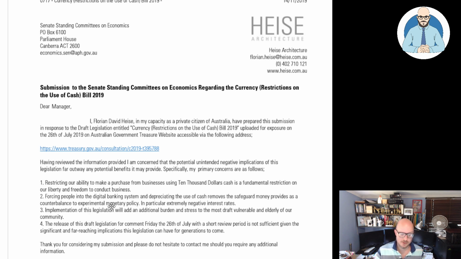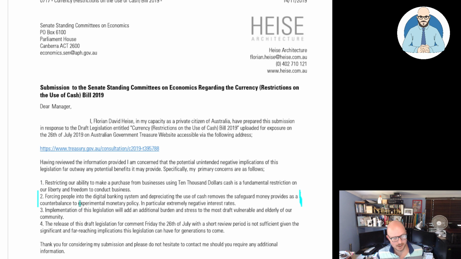Forcing people into the digital banking system and depreciating the use of cash removes the safeguard money provides as a counterbalance to experimental monetary policy, in particular, extremely negative interest rates. Now, this is one, the Treasury submission to the Senate, to the House, pretty much dismissed as a conspiracy theory. Well, I would argue that this is not being implemented for this directly, specifically, at least I hope not. I would argue that it removes a safeguard, a counterbalance.